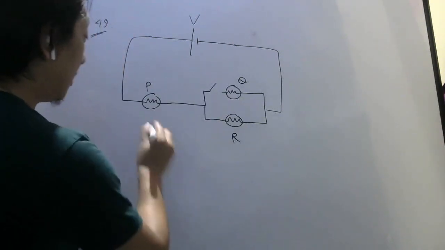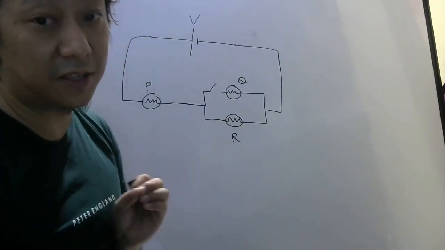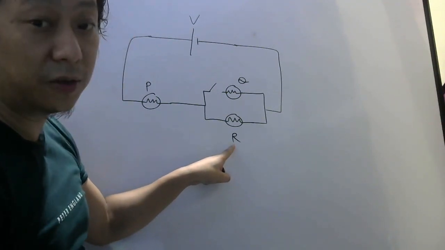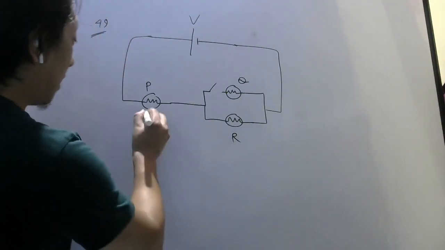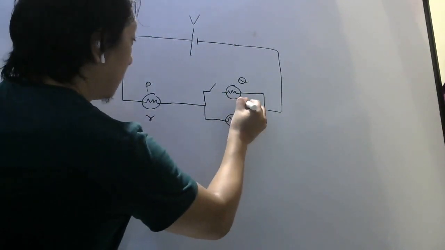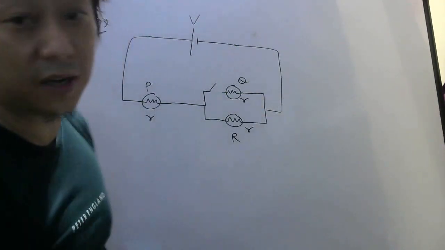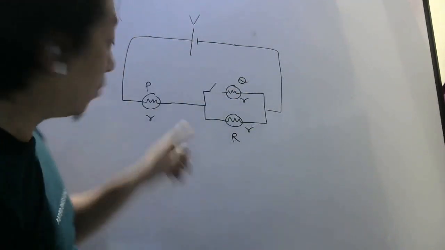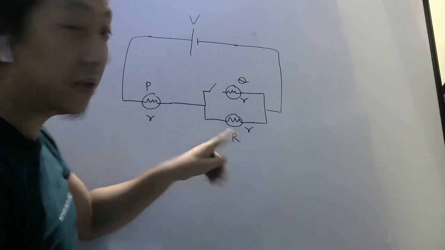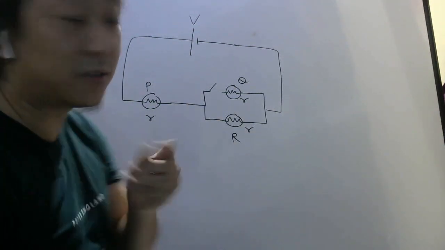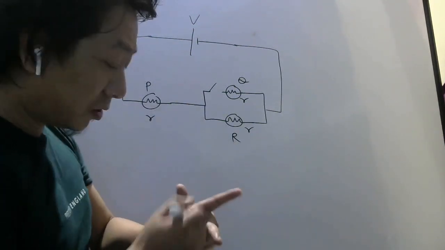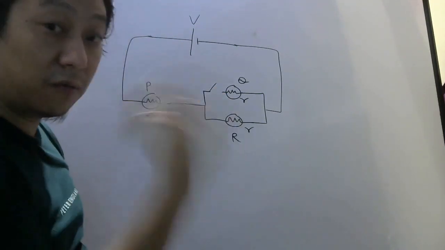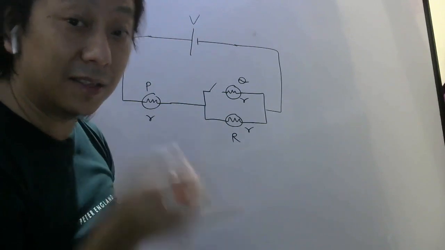Since they are identical bulbs, each one will have the same resistance. But I will not write capital R, because they are using capital R to denote this bulb. So I will write resistance as small r. So each has resistance small r. Now they are asking, when this switch is closed, how will the brightness of these two bulbs change? So what do we have to analyze? First we have to analyze when the key is open. Then we have to analyze what happens when the key is closed.